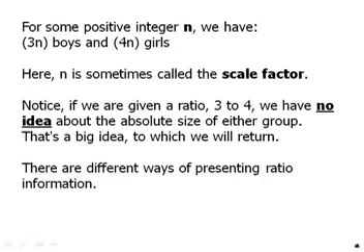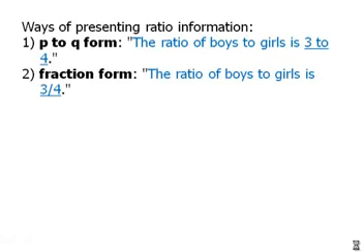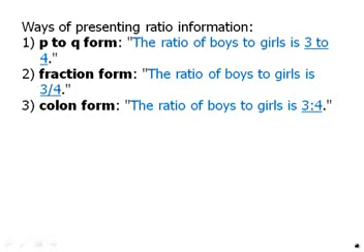There are many different ways of presenting ratio information. The first, I'll call it P to Q form: the ratio of boys to girls is 3 to 4. We just spell it out literally like that. Second is fraction form. The ratio of boys to girls is 3/4. We can write it as a fraction. Third is colon form. This is very common on the test. The ratio of boys to girls, we read this as 3 to 4, but it's written with a colon.